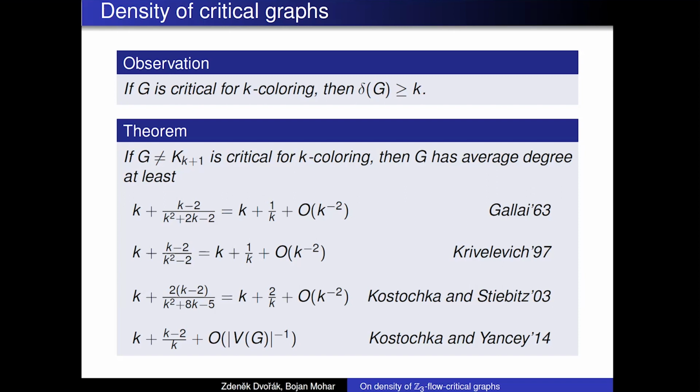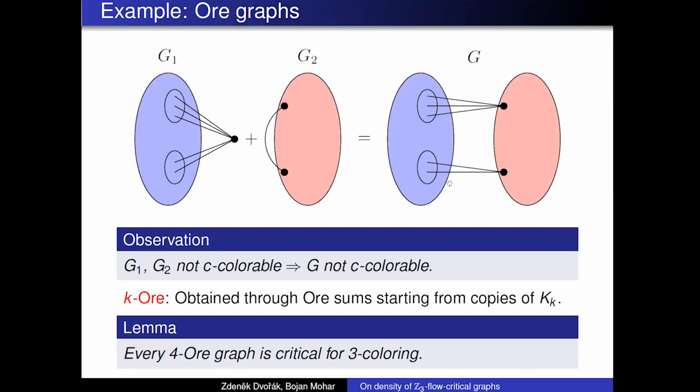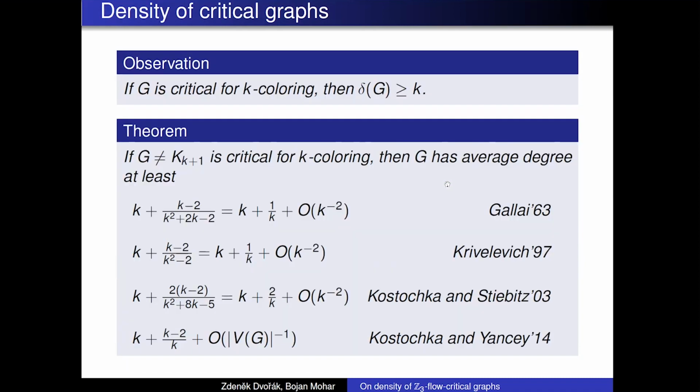So they proved that very large graphs that are critical for K coloring must have average degree at least K plus K minus 2 over K plus minus something small. And this is actually optimal. This is precisely what happens for these Ore graphs as they grow to infinity. Their average degree goes to this K plus K minus 2 over K. So we now know this essentially exact answer about how dense the graphs that are critical for K coloring are.